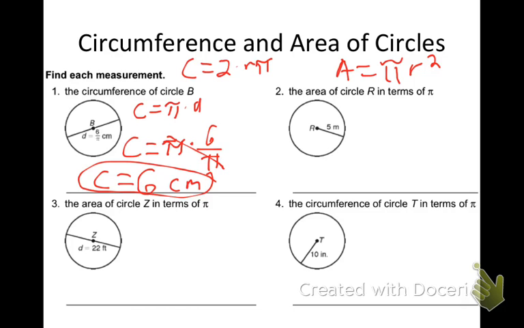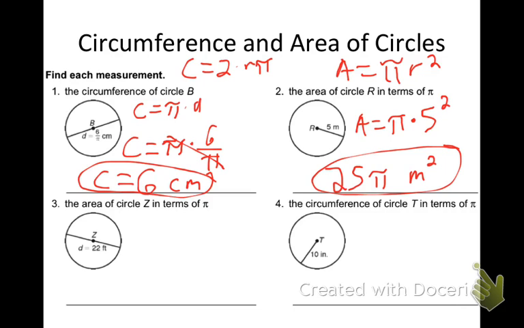I'm given the radius here. What's the radius, Tom? On number 2, what's the radius here? It gives me 5. So pi times 5 squared. So I'm going to write this as an answer in terms of pi. So what is 5 squared? So my answer is 25 pi meters squared.